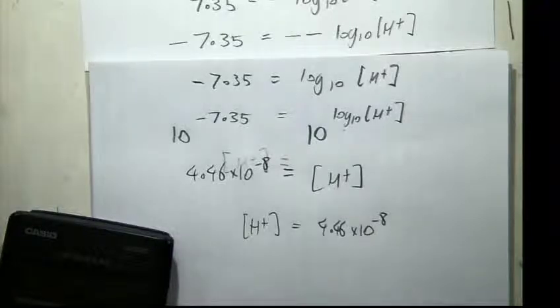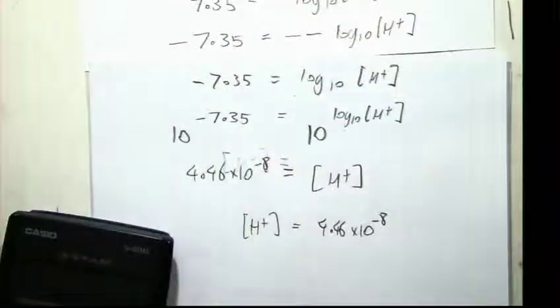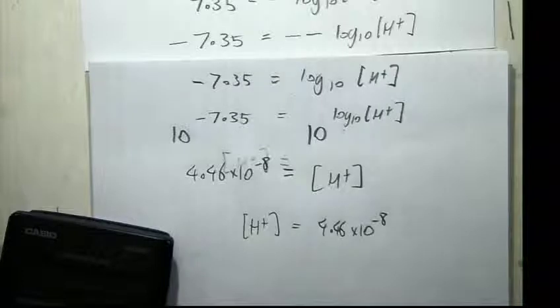So the key part of this was this step here, where I copied exactly what I had and I put 10 to the power of both of them. And then the 10 to the power of and the log base 10 together doesn't do anything. And so that comes out to the same answer as whatever's inside it. So they're in the opposite direction.